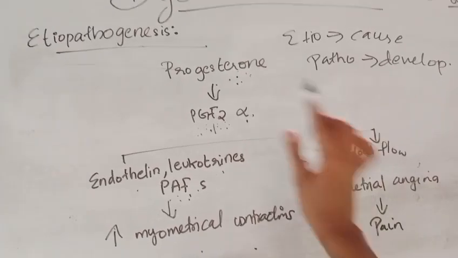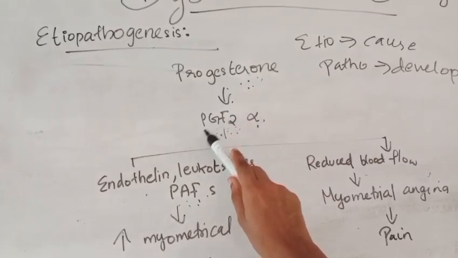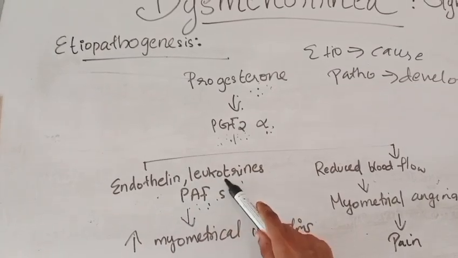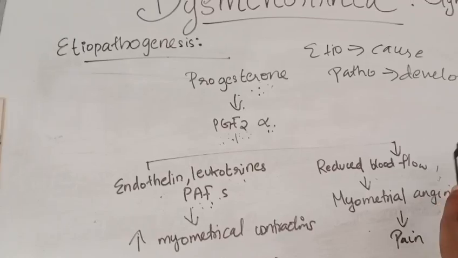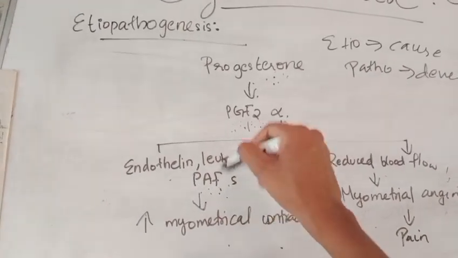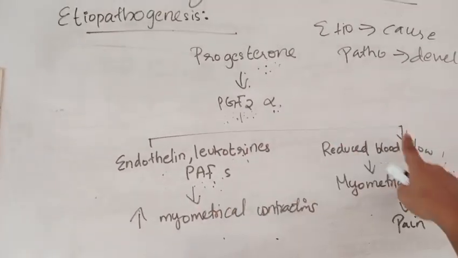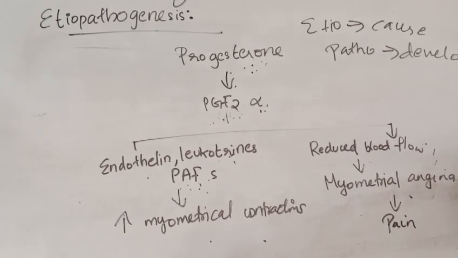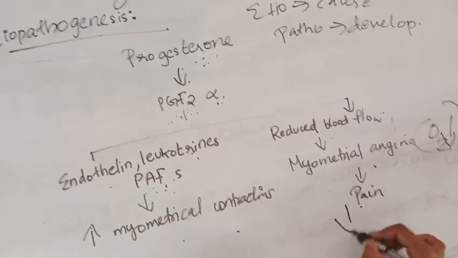During menstruation, progesterone will be high. Progesterone leads to an increase in prostaglandin F2 alpha. This leads to endothelial leukotrienes and platelet activating factor, and leads to what? A reduced blood flow. Due to these endothelial and platelet activating factors and leukotrienes, there is an increase in the myometrial contraction. It increases the myometrial contractions and reduces the blood flow, which leads to myometrial angina. That means, due to the decrease in blood flow, the O2 supply also decreases. That leads to what? Pain. It leads to dysmenorrhea.